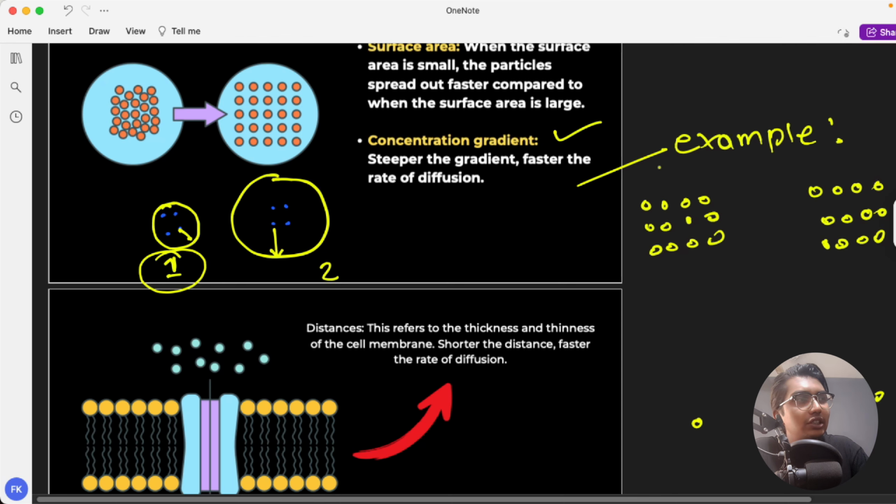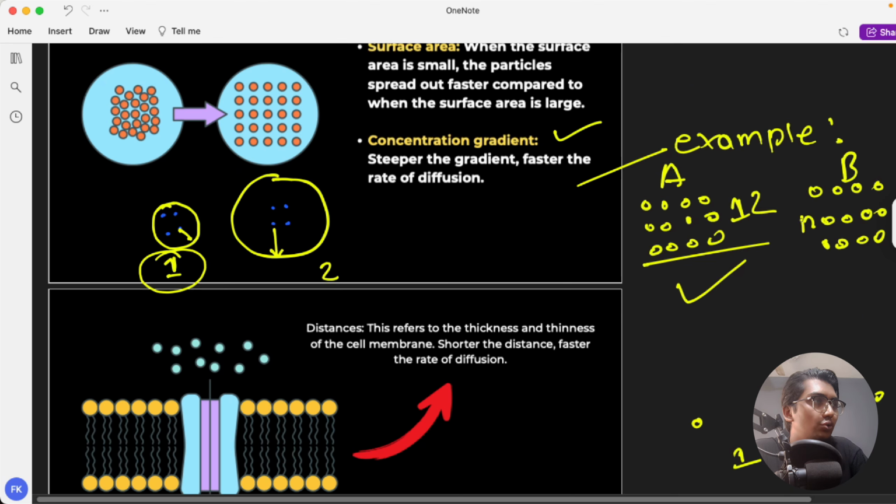So which has the steeper gradient? Of course this one, because you can see there are 12 molecules present over here and only one over here. Over here it is 12, and 6 is present over here. So as you can see, A has the steeper gradient.